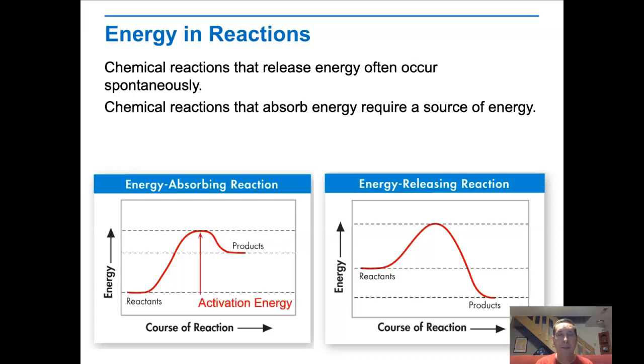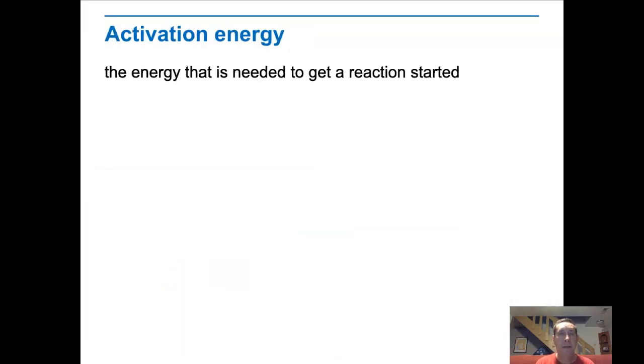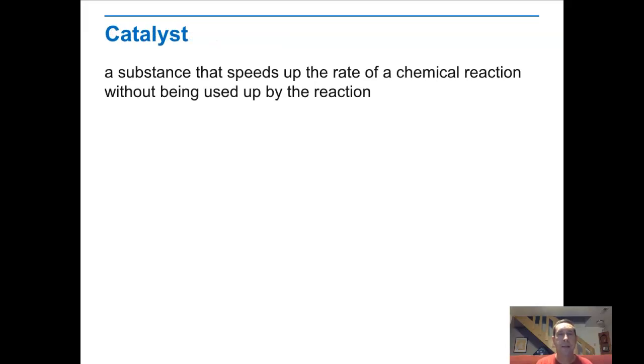So the amount of energy needed to start the reaction is called the activation energy. You can see it's less so in the energy releasing reaction than the energy absorbing reaction. So a catalyst is something that speeds up a chemical reaction without being used up by the reaction. It's not a reactant or a product. Catalysts work by lowering the activation energy, the amount of energy needed to start the reaction. So paper will react with oxygen in the air, but we can speed that up by adding heat, by lighting the paper on fire.